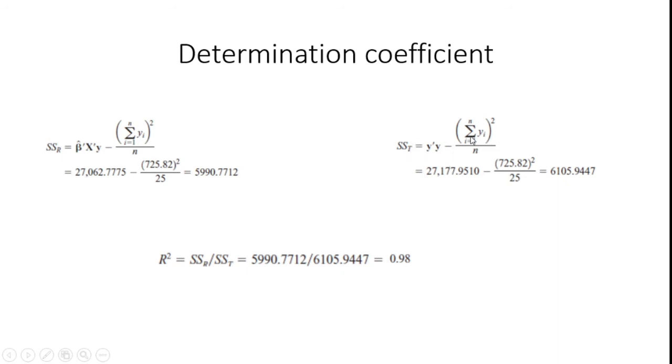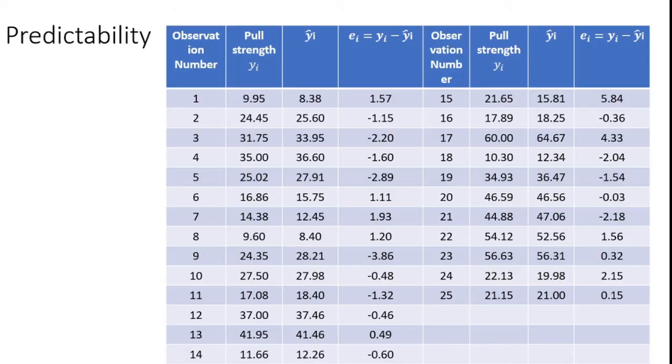Likewise, I substitute all the values with respect to SST, and I get the final value of 6105.9447 as the SST value. From this I can get the R squared value. R squared is equal to SSR by SST, substituting the corresponding values. From this I get 0.98, so my equation has an accuracy of 0.98, so my equation's predictability is 0.98. So I want to validate my developed equation with the experiment, and I utilize this.